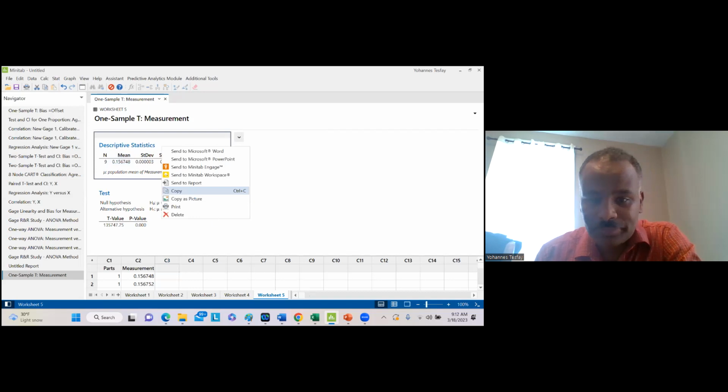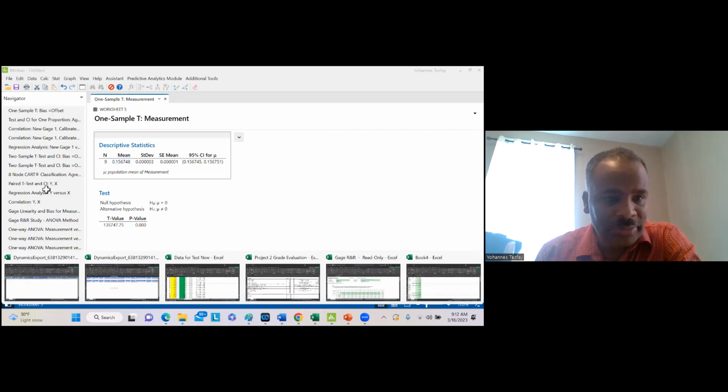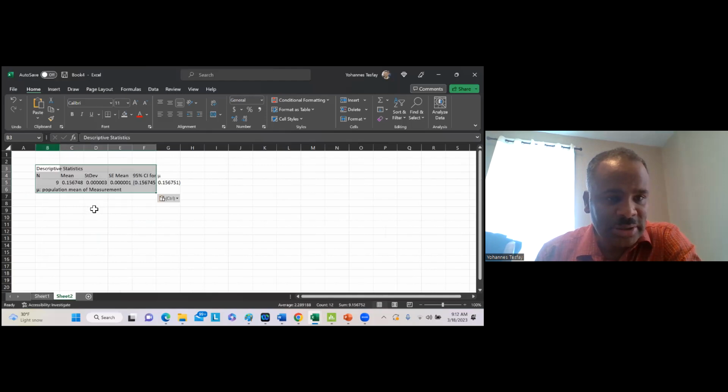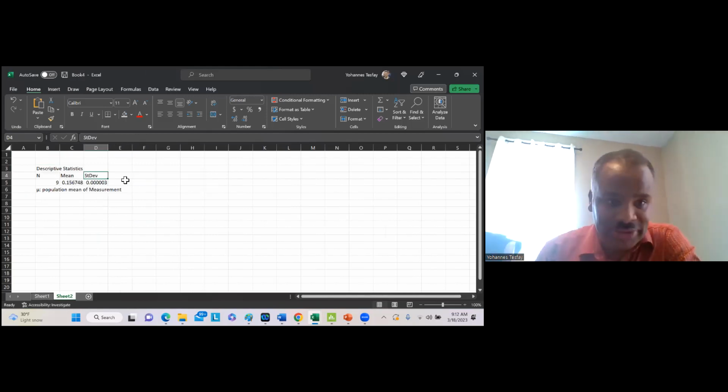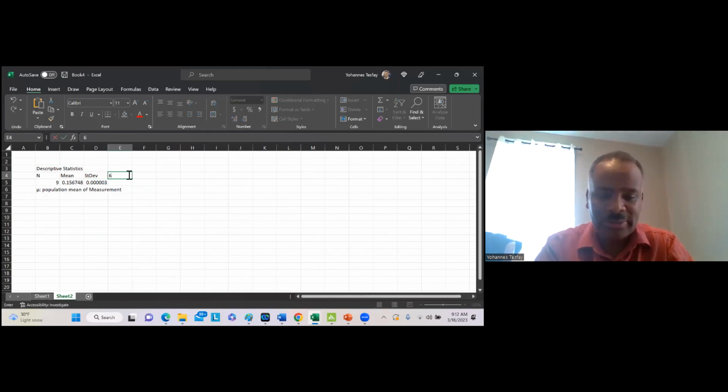Copy, and I'm going to put here, only paste as number. Good. This information is good. So I don't want those. What I want is, this is 1 sigma standard deviation, but 6 sigma equals right here, this one times 6. Okay, this is a value.